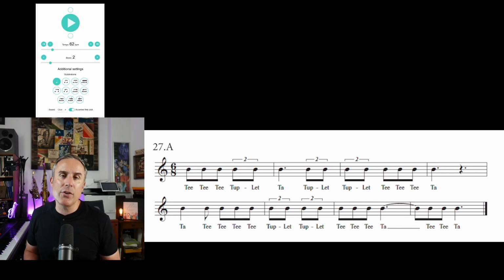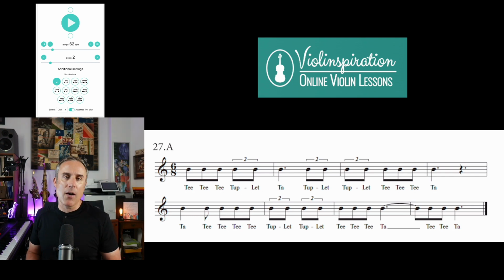You'll notice that I changed my metronome this week. This one comes to us from violinspiration.com. Cool name for a website. Thank you to the folks at that website for offering up a free online metronome, and as you can see, this one also has some really cool subdivision options.